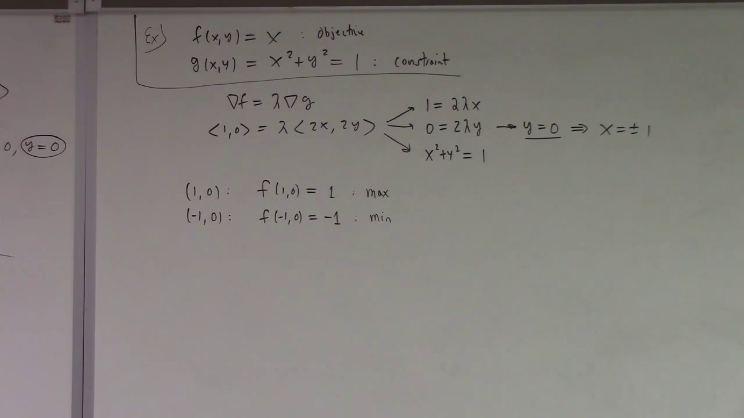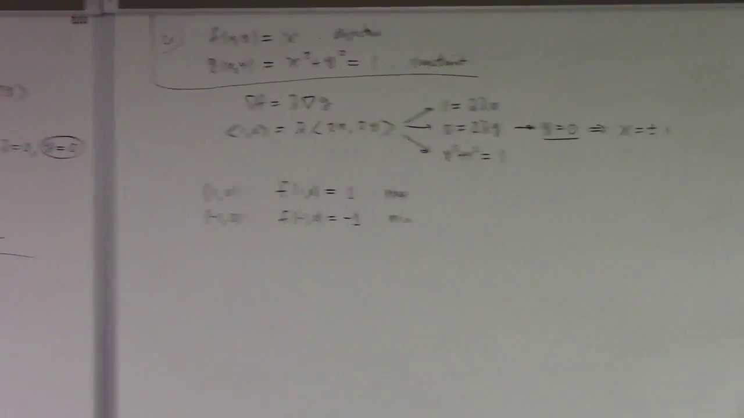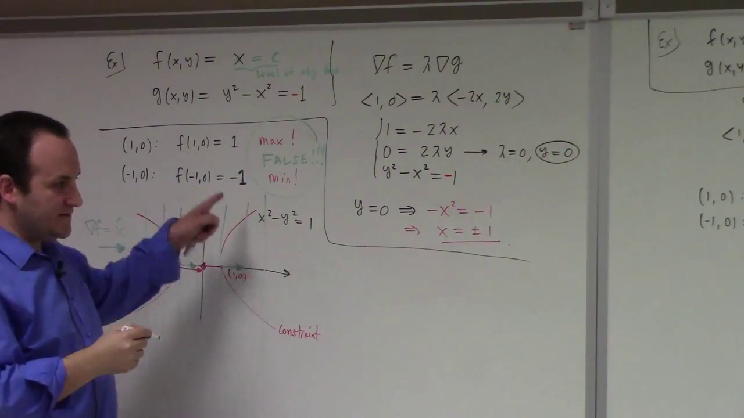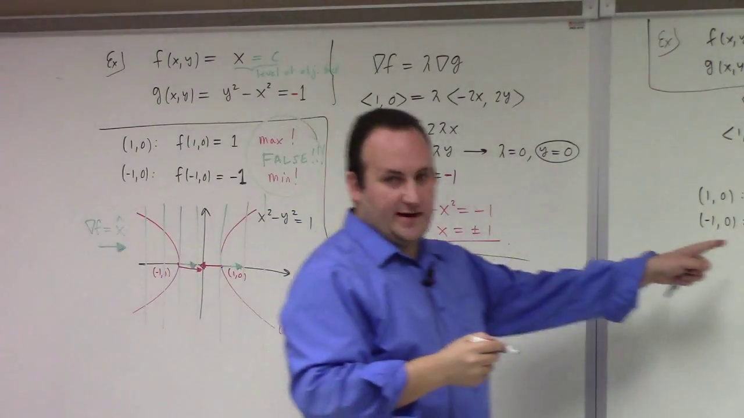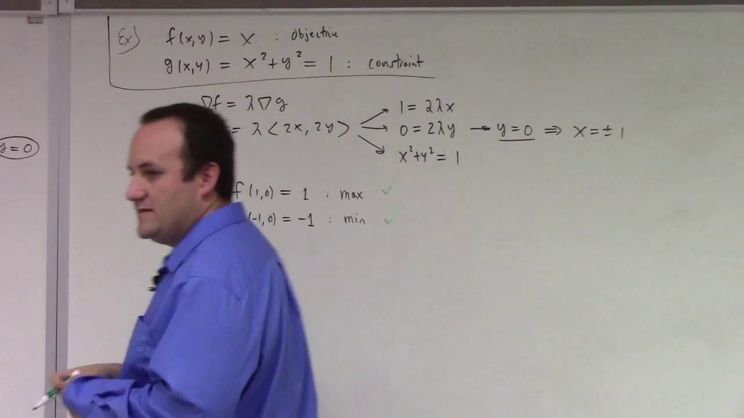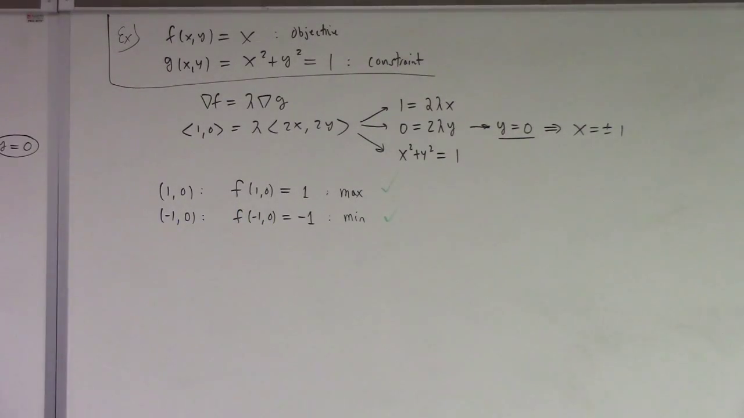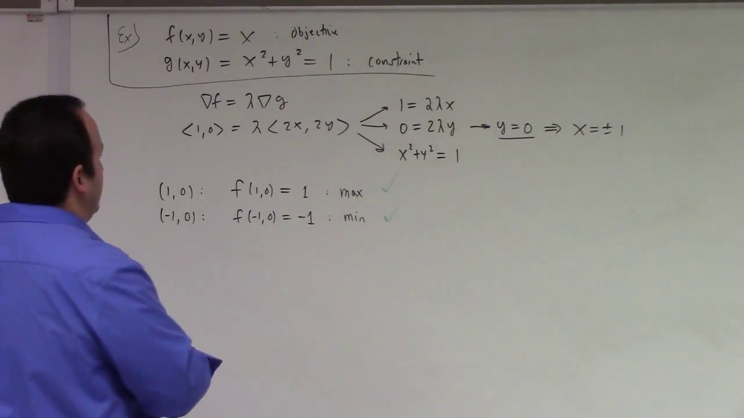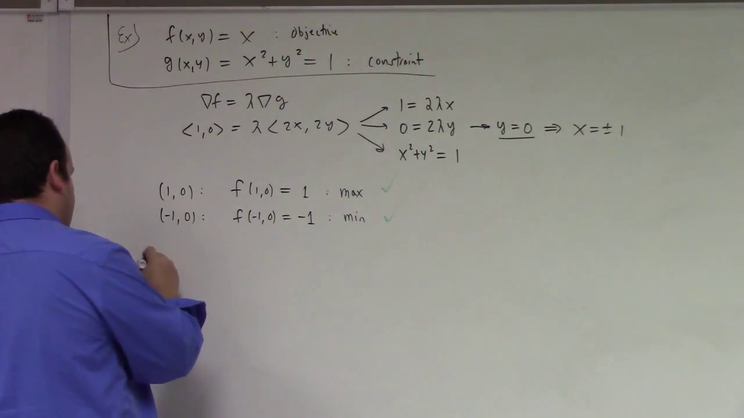Okay, so again, just to recap: this is false. This, on the other hand, is true. That is the max, that is the min. What's the difference in these examples? The first one's not compact. Exactly. The difference is in the topology of the constraint.